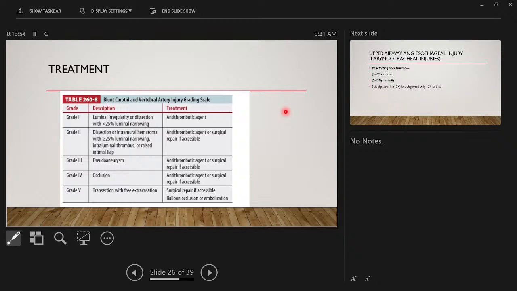For grades 1 and 2, mostly we can start with antithrombotic agents, and from grade 3 onwards, it depends on the requirements of the defects, whether the patient is to be taken for surgical repair or managed conservatively.